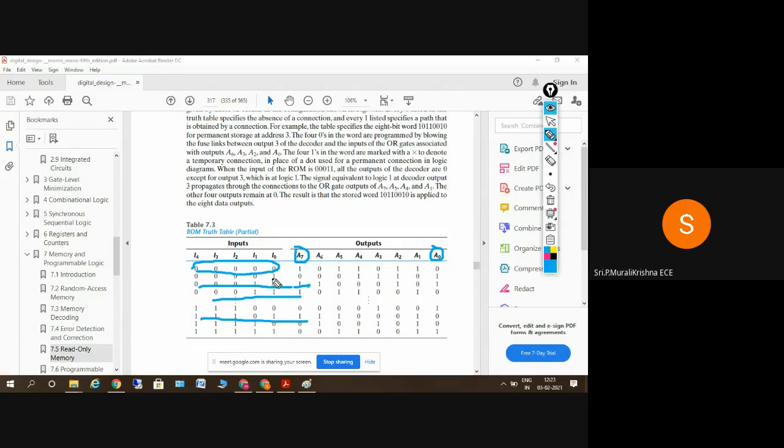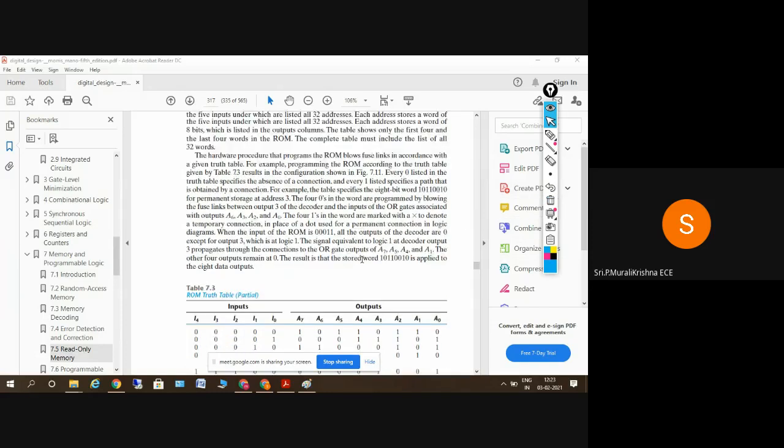It is 0, 2, 3, and 11101. So 11101 is 16, 8, 4, 1, which is 16 plus 8 is 24, plus 4 is 28, plus 1 is 29. So for 29, 3 and 2, this A7 is connected to the decoder output. That is how we have to draw the diagram here.